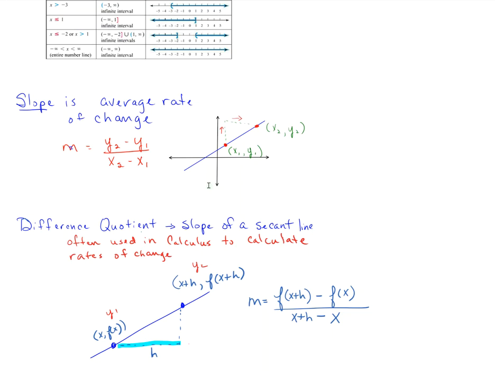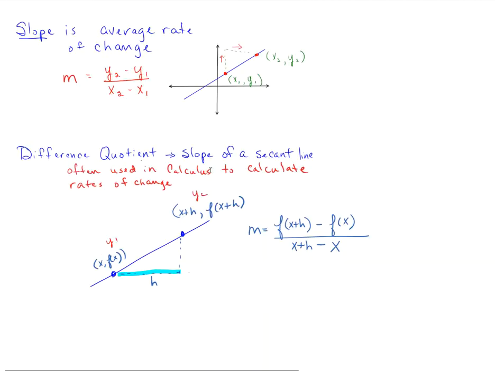Slope is the average rate of change. How does y change with regard to how x is changing? The formula is m is our slope, equals y2 minus y1 over x2 minus x1. And that's how we will figure that one out.